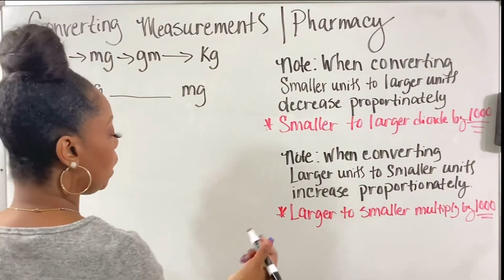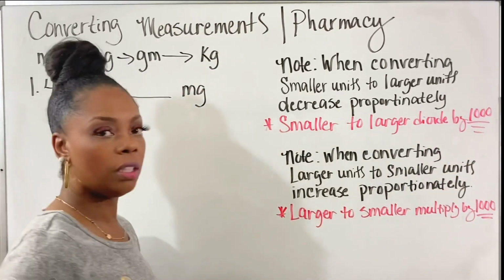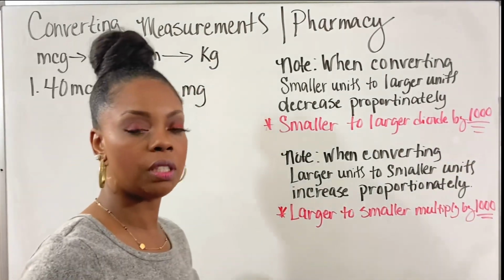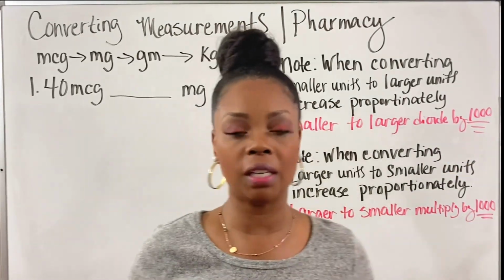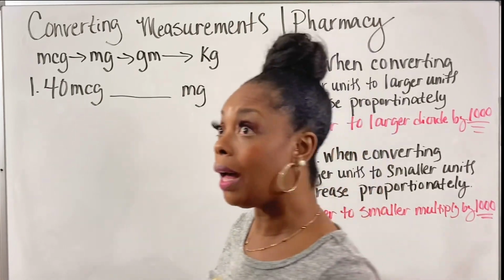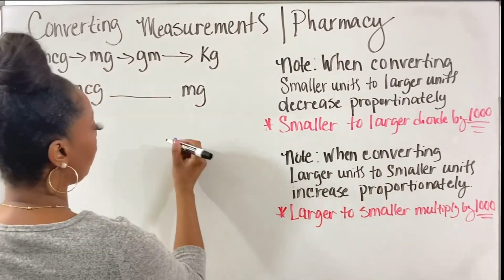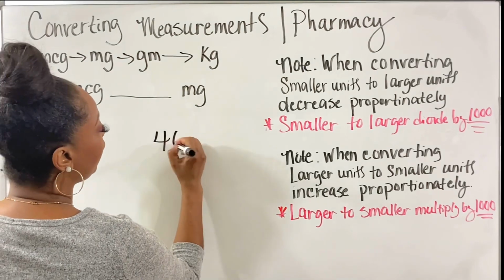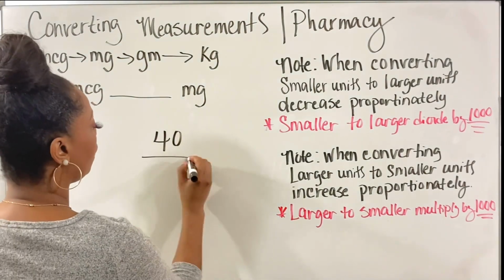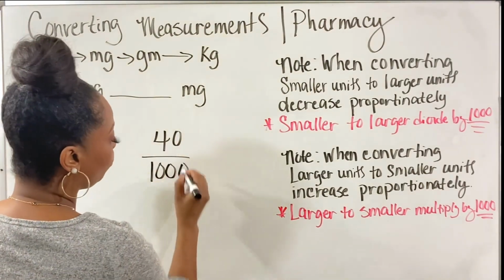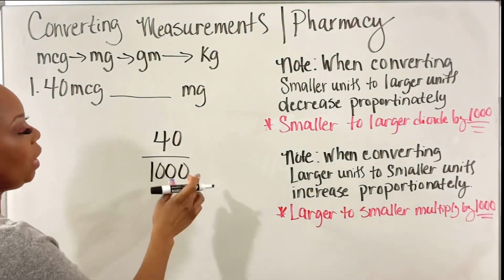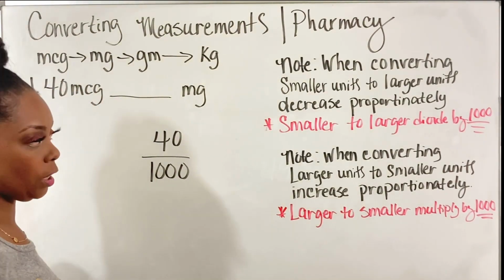So whenever I say put into your calculator, and I try to tell people this every time, because some people have been out of school for a very long time. Whenever you put this in your calculator, you're going to put your numerator in first, and then your denominator. So put into your calculator 40 divided by 1,000. That's what I want you to do.